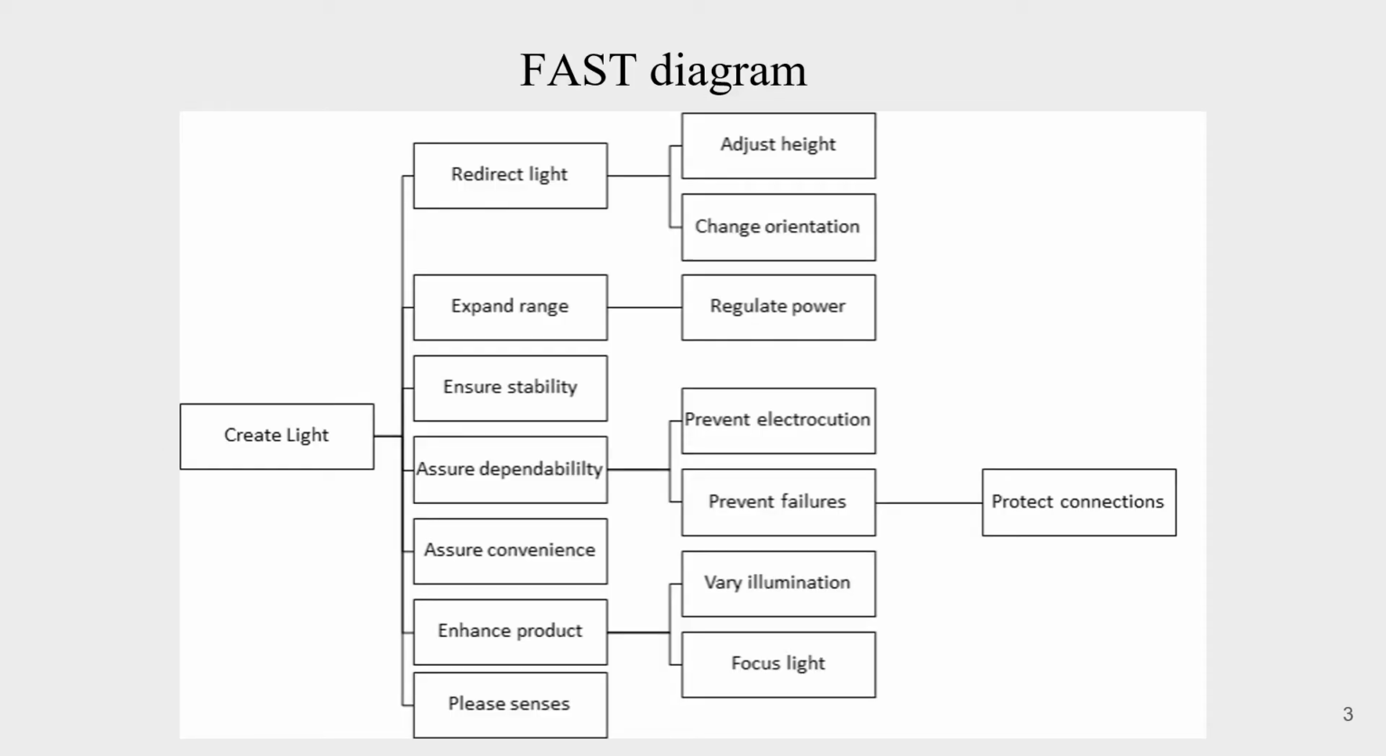To identify important product functions, we created a FAST diagram. The task function is to create light. The primary basic functions are to redirect light, expand range, and ensure stability. The supporting functions focus on ensuring safety and increasing ease of use.